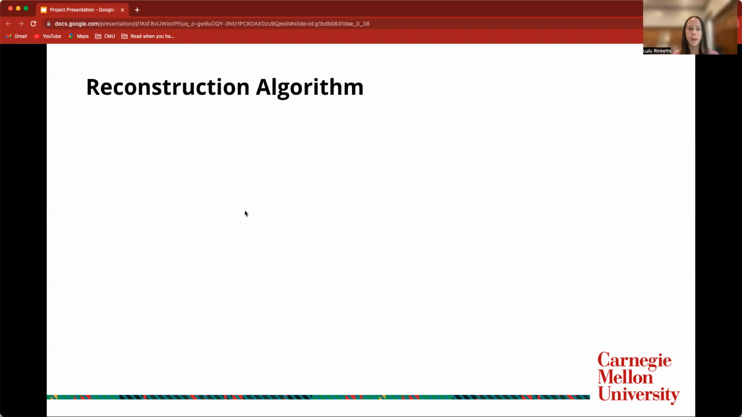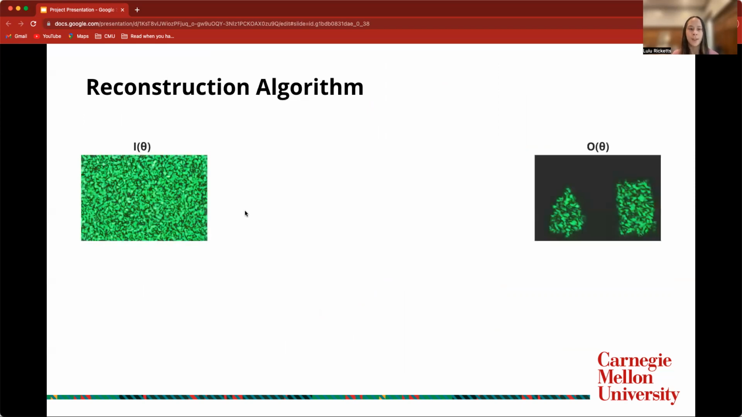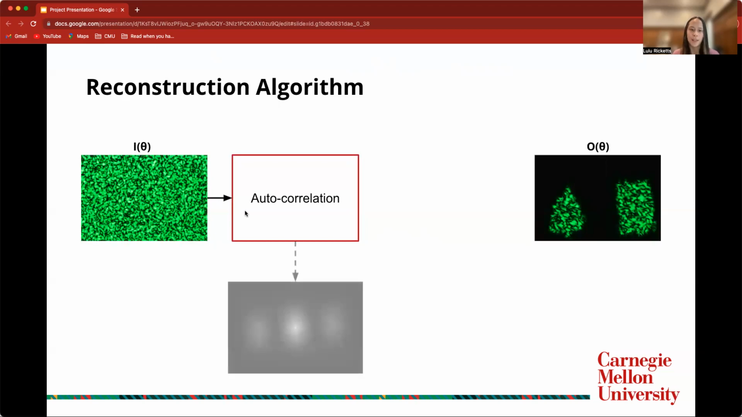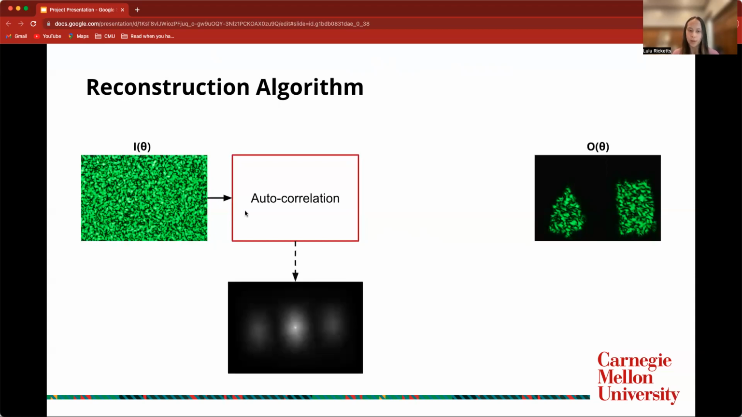The overall pipeline for the reconstruction algorithm is as follows. We have the camera image of the speckle patterns I(θ), and the goal is to reconstruct the original object O(θ). The first step is to perform object autocorrelation of the camera image I(θ), and this could look something like this. We do this because due to the memory effect, the autocorrelation of I(θ) should be approximately equal to the autocorrelation of O(θ).